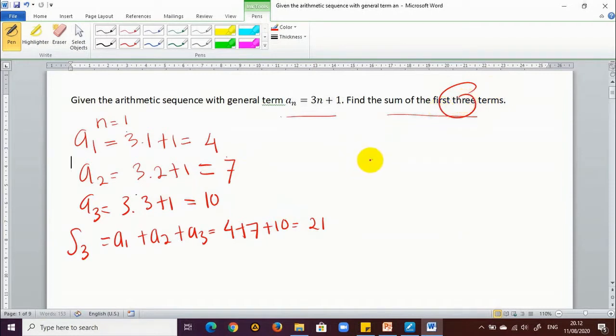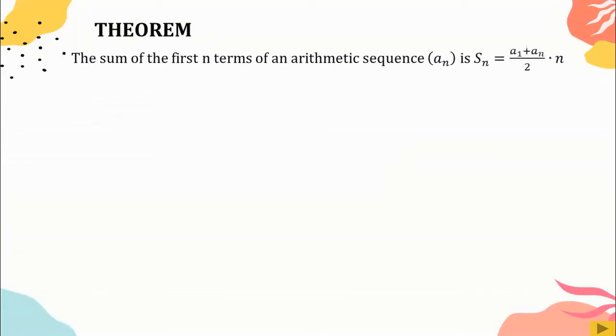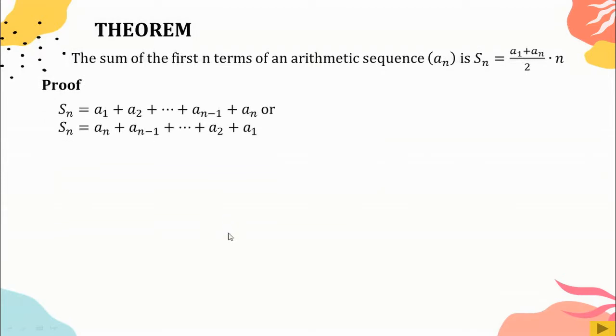Could you find the first 100 terms? From here we can use a formula. Now the theorem: the sum of the first n terms of an arithmetic sequence is Sn equal to the first term plus the general term, over 2, times n. So here we want to prove this formula. We already know from the previous slide that Sn is equal to the first term plus the second term plus dot dot dot until the general term.